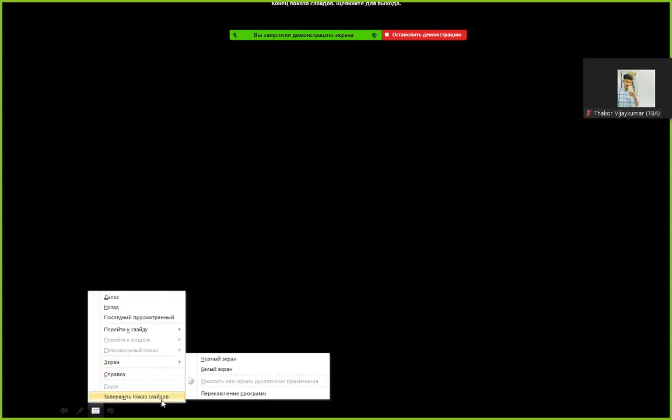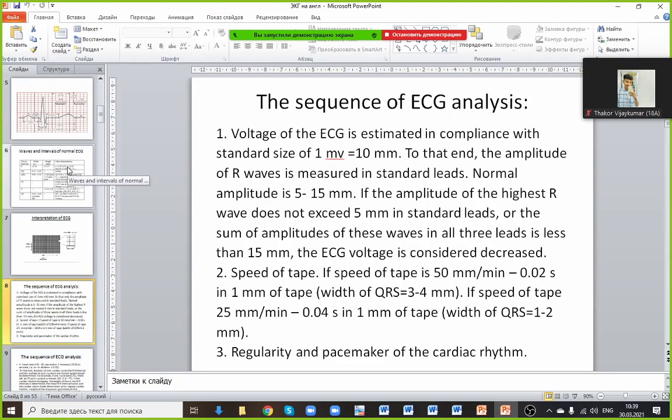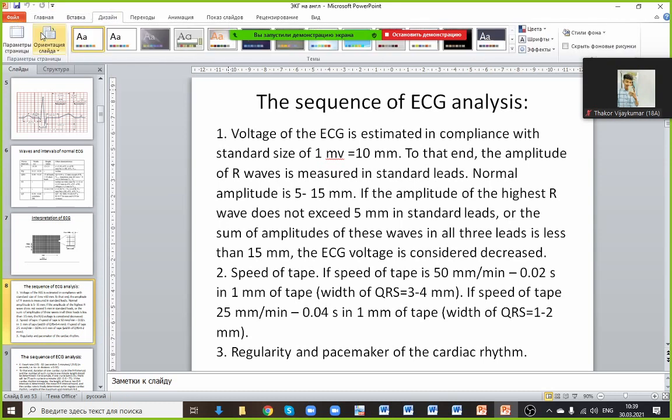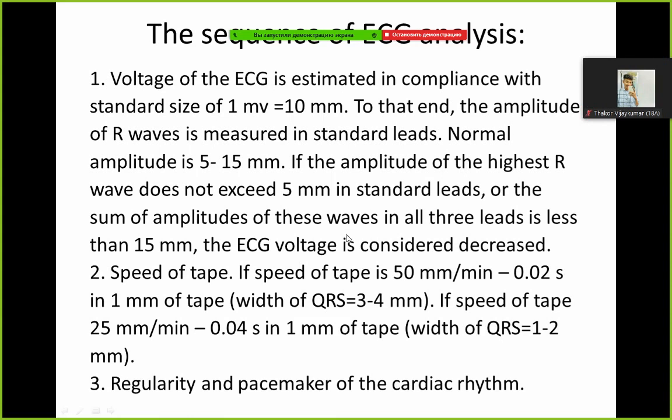Now we will talk about hypertrophies and the sequence of ECG analyzing. For the first step in the sequence of ECG analyzing, when we've got an ECG record, we start from estimating the voltage of the ECG with the standard size of 1 millivolt, which must be 10 millimeters. To that end, the amplitude of R waves is measured in standard leads. Normal amplitude is from 5 to 15 millimeters.